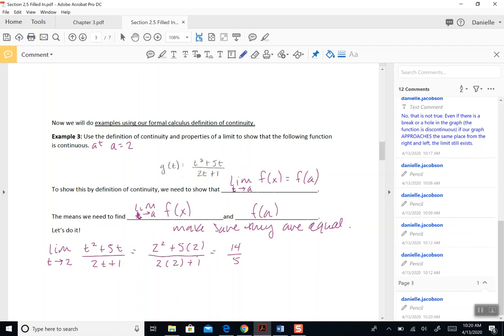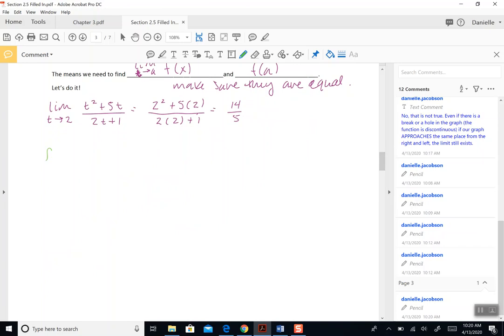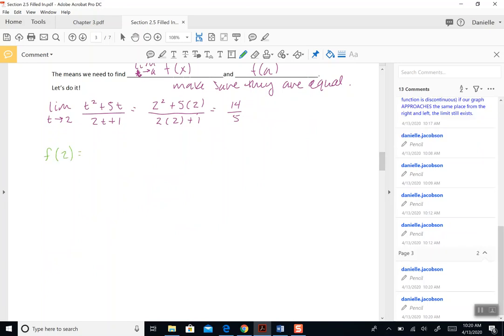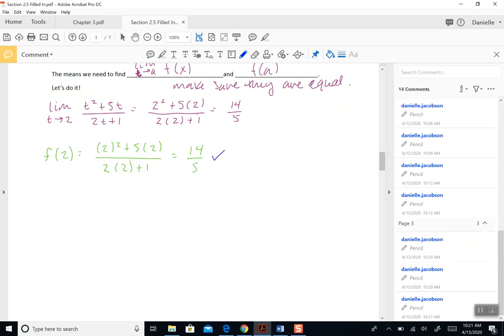Now we need to find the f of a value. So second part of this, let's find that function value at the same point. All right, so let's look at f of 2. We simply plug that into our function to get 2 squared plus 5 times 2 over 2 times 2 plus 1. All right, we see this is also 14 over 5. Therefore, we have met that definition of continuity. So we see that f of a, aka f of 2, is equal to the limit as t approaches 2. Therefore, we do have continuity.